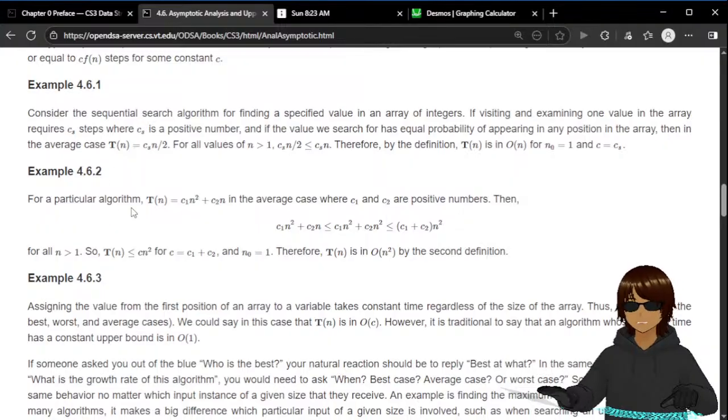For a particular algorithm, T(n) equals c1 n squared plus c2 n is the average case, where c1 and c2 are positive numbers. Then we have c1 n squared plus c2 n is less than or equal to c1 n squared plus c2 n squared, which is (c1 plus c2) n squared. So this function is in O(n squared) because this is less than this.